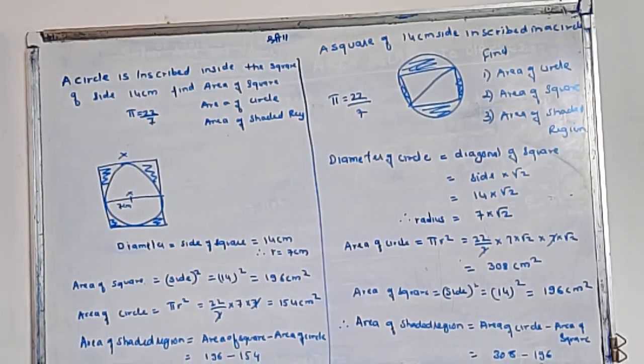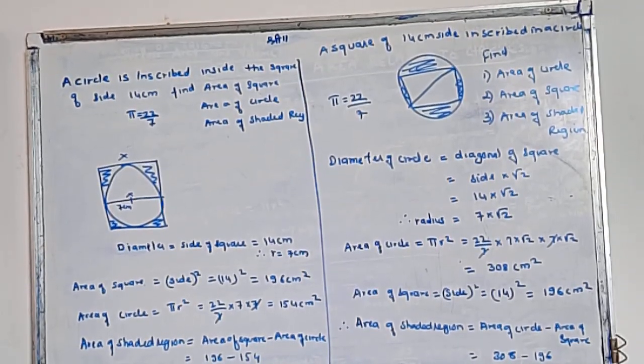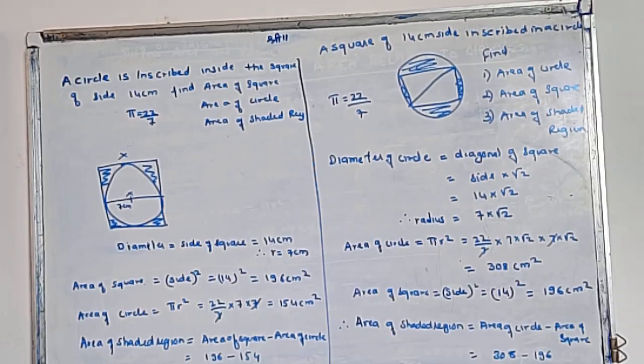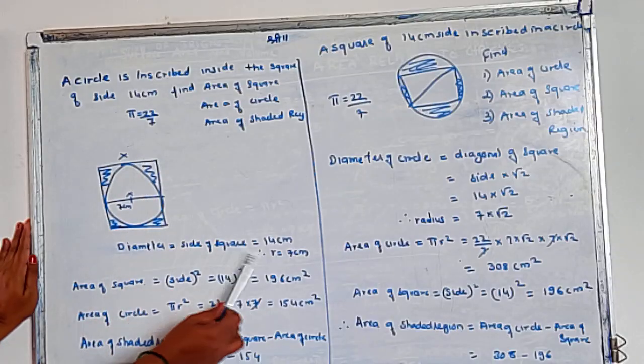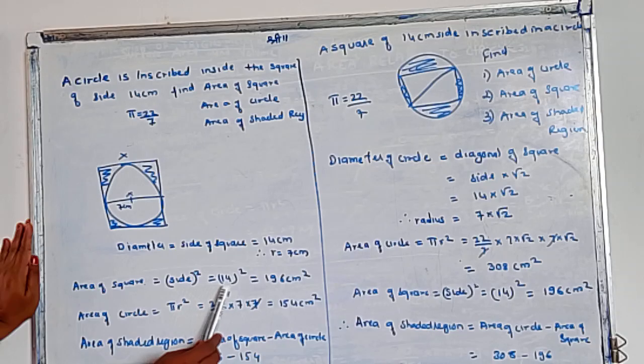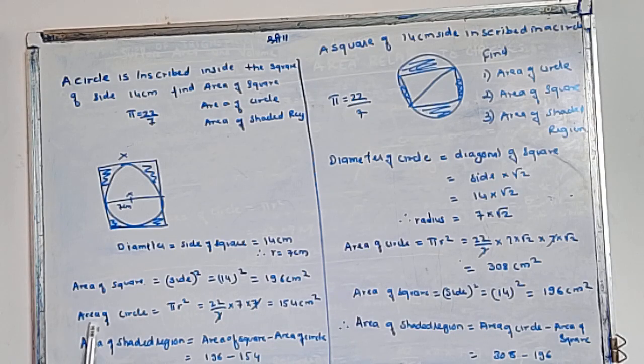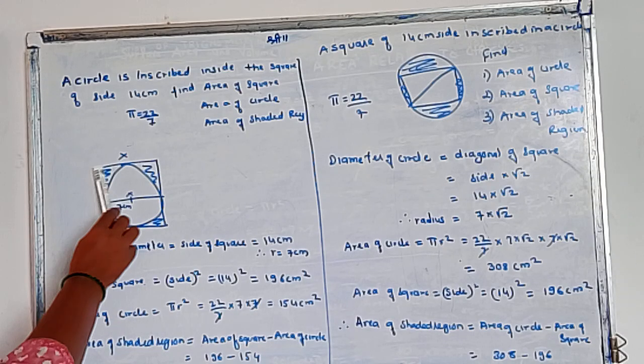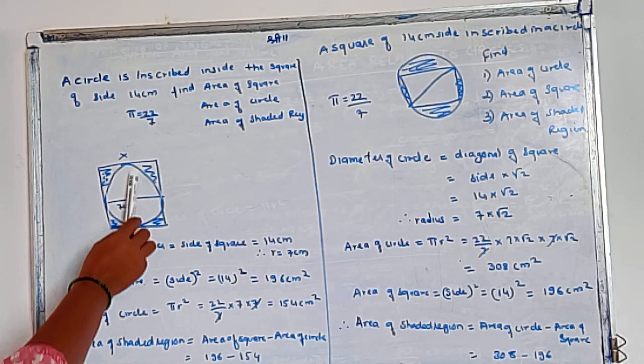Here are two figures given separately. In one, a circle is inscribed inside a square, and in the other, a square is inscribed inside a circle. We have to find the area of the shaded region, the area of the square, and the area of the circle. First type: the circle is inscribed inside the square. Pi is 22 upon 7. The diameter of the circle and the side of the square are the same. So area of square is side square, which is 14 squared, 196. Area of circle is pi r square. Put the values and you get this. Area of shaded region is square minus circle, which is 42.